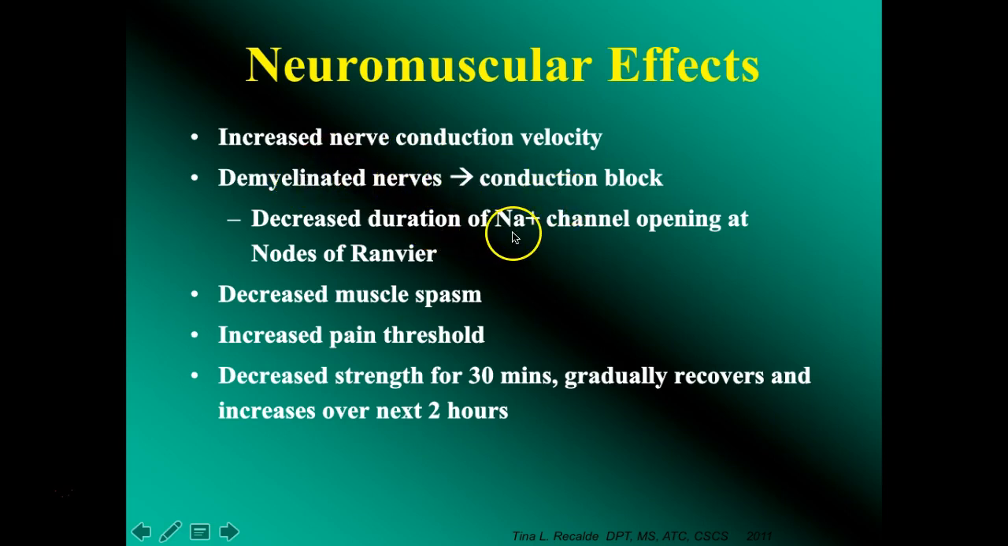You get a decreased duration of that sodium channel opening at the nodes of Ranvier. This will decrease muscle spasm. It will increase your pain threshold, which in turn decreases your pain. This is what we were talking about in our previous lectures. It will decrease your strength for about 30 minutes, which gradually recovers and increases over about 2 hours.